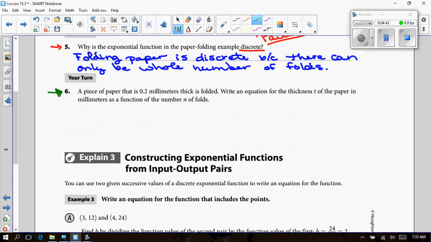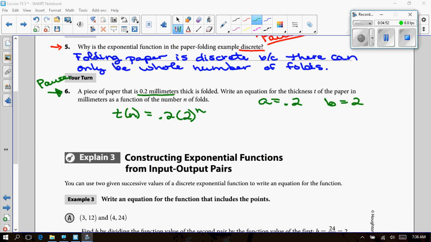All right, this is your turn. So again, let's hit pause and solve 6. So because our paper now is 0.2 millimeters thick, it's a little bit thicker paper, but we are still doing folds, and folds are still going to be doubling. So T of n is equal to 0.2, which is our A, times 2, which is our B, to the n power. All right? If you need to, let's discuss it.